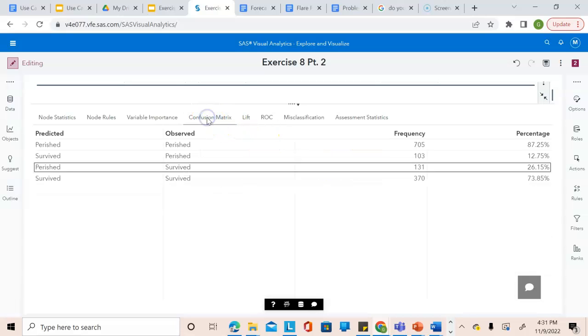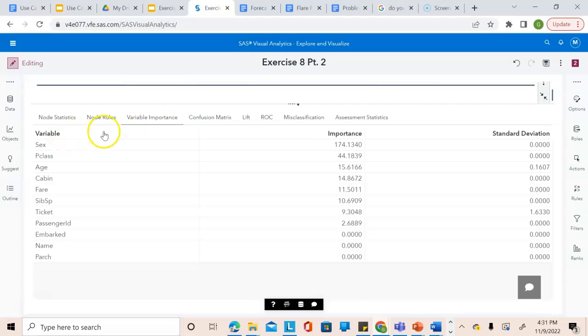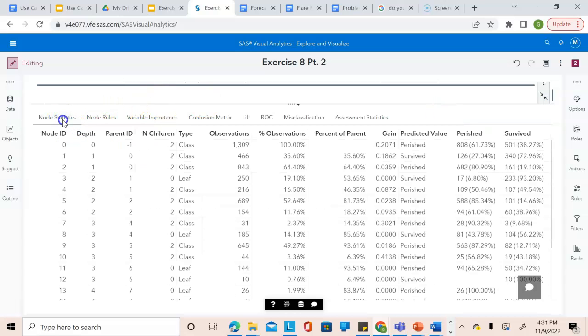There's also some other things that we can look at, like the confusion matrix. This provides the accuracy of the predictions made. Here we see the importance of different variables used. We have the node statistics, the observations both in numerical form and percentage, predicted values, and then the percentages of those.